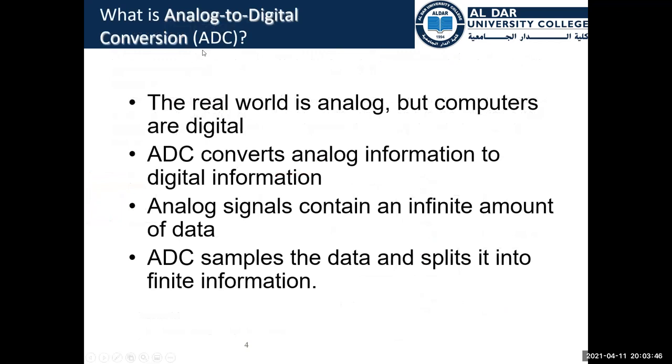So what is the analog to digital conversion? The real world is analog, but computers are digital. So we need analog to digital converters to convert analog information to digital information. Analog signals contain an infinite amount of data. Analog to digital conversion samples data and splits it into finite information. This means if we have a wave here, this is analog, we make it digital, as you have seen before, represented by zeros and ones.